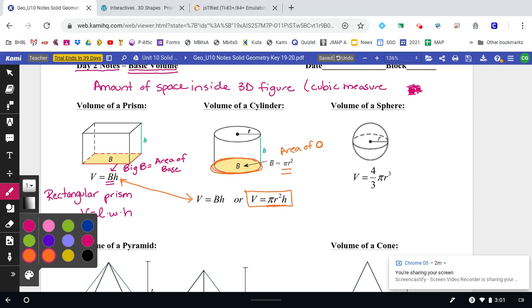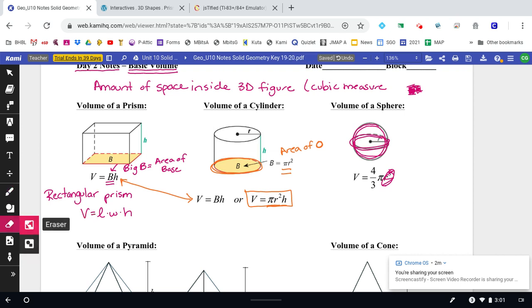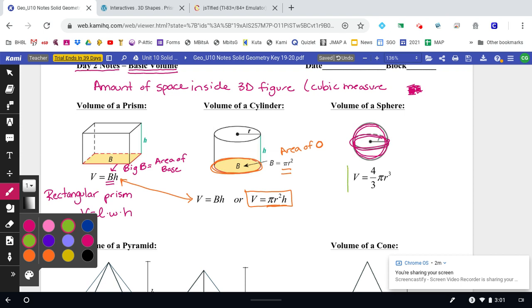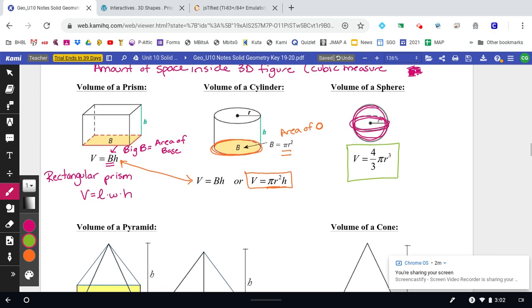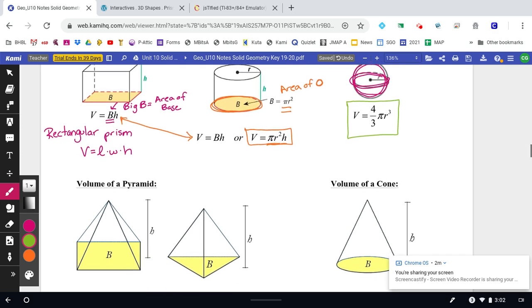Now a sphere is a much different kind of game, because a sphere doesn't have any of those flat sides. So we've got a three-dimensional circle here, and what this is based on is the radius. This formula here has to do with our area of a circle a little bit, and then talking about how you find the area of every circle that's enclosed in there. So this is actually going to be 4/3 times pi r to the third power. Again, always giving us a cubic measure.